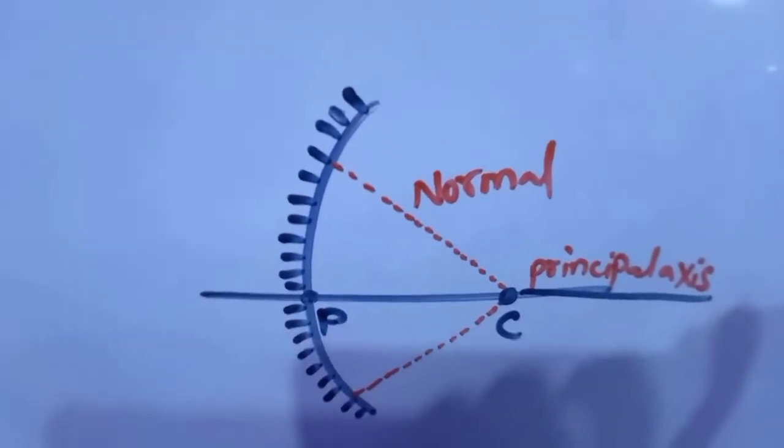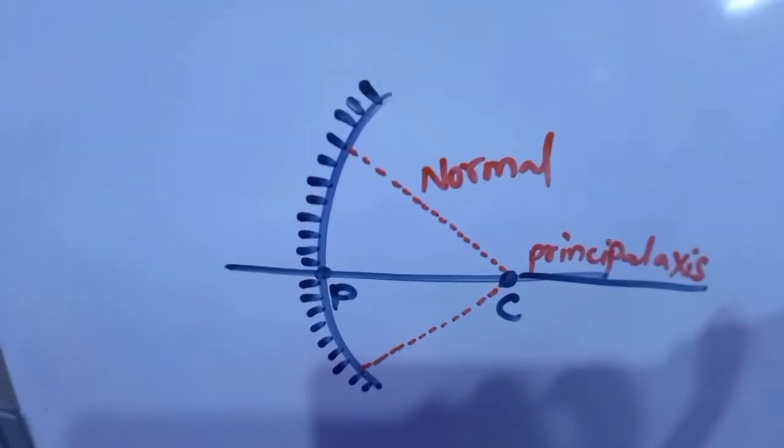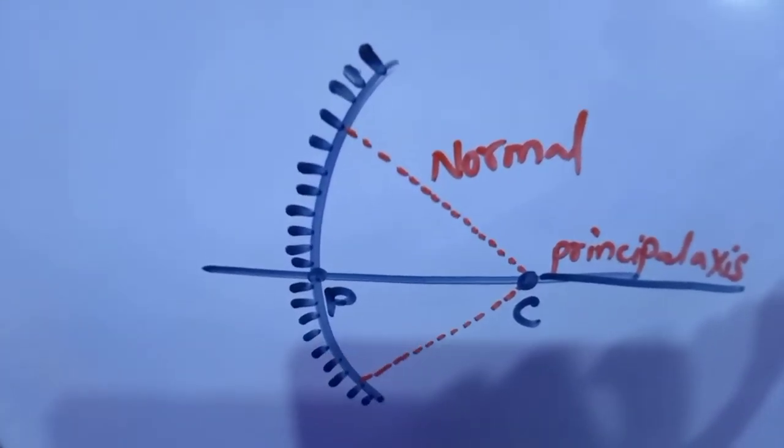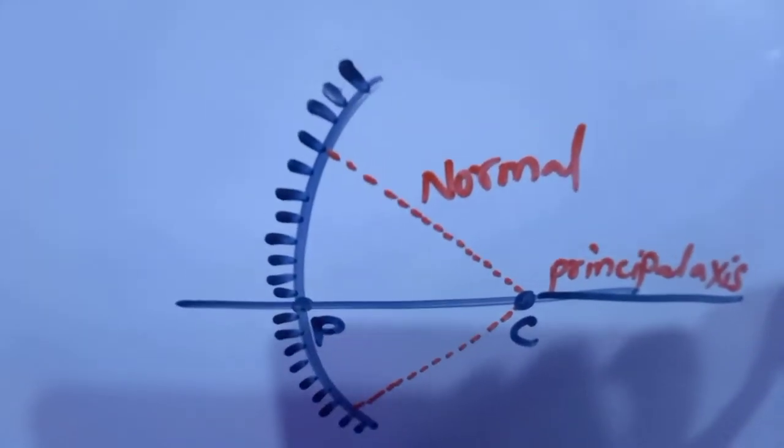The line drawn from C, the center of curvature. Here the center of the sphere is nothing but the center of curvature. The line drawn from any point on the surface of the mirror to the center of curvature C gives the normal at that point.